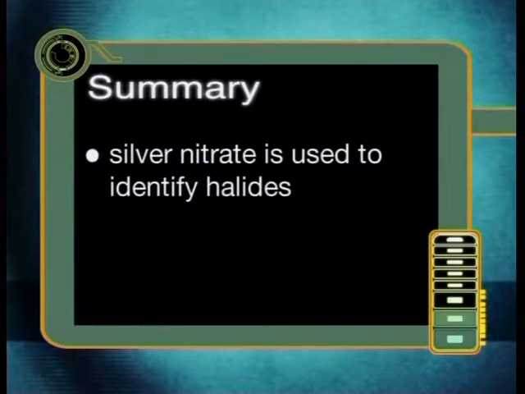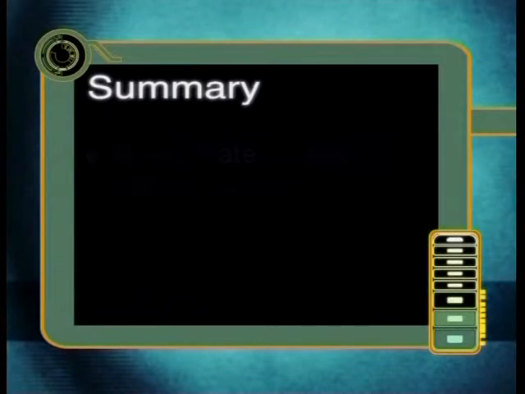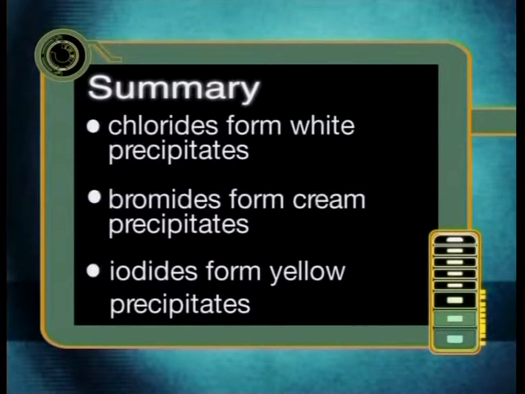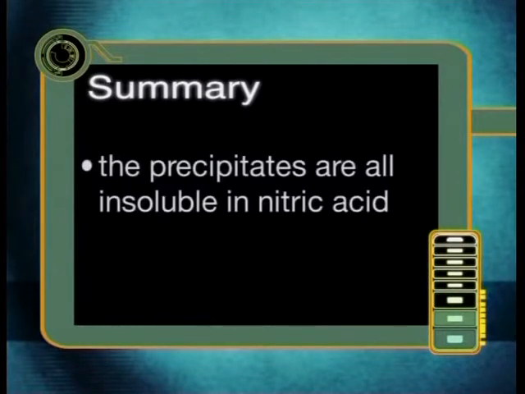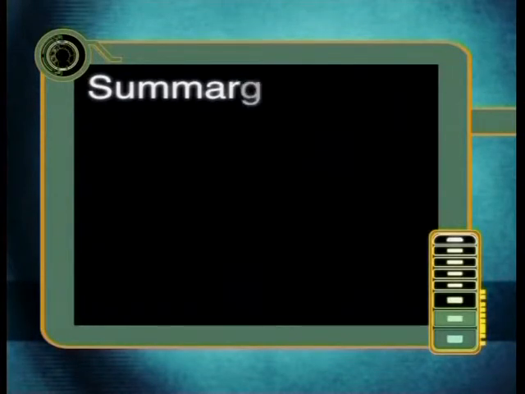Silver nitrate is used to identify halides. Chlorides form white precipitates, bromides form cream precipitates, iodides form yellow precipitates with silver nitrate. The precipitates are all insoluble in nitric acid. So now we have developed a test to identify the presence of halide ions in solution. What we now need to do is explain the chemistry by having a look at a chemical equation.